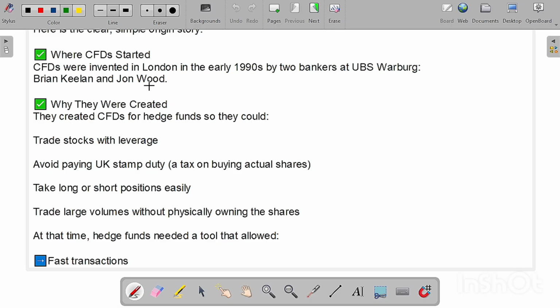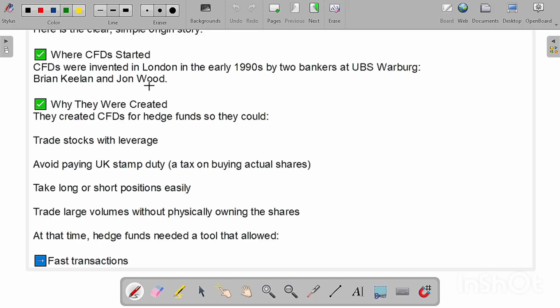Those are the two people who introduced CFD trading. So you will see where the system lies on CFD and how the same system is being used even today in the financial industry. You can see these two bankers introduced CFD trading, and we'll see how they used it and why.